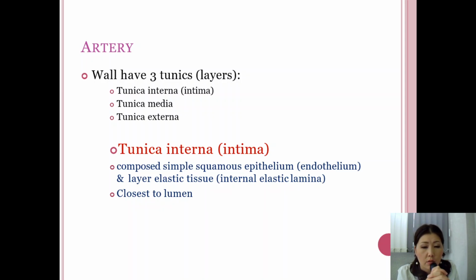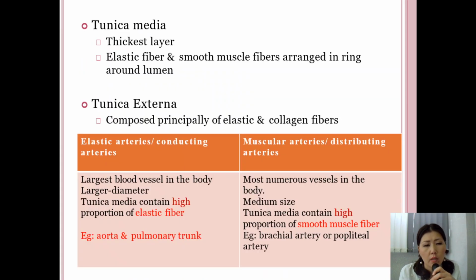Tunica interna or intima, composed of simple squamous epithelium, also called endothelium, and a layer of elastic tissue, internal elastic lamina, closest to lumen. Tunica media, thickest layer, composed of elastic fiber and smooth muscle fibers arranged in ring around lumen. And tunica externa, composed principally of elastic and collagen fibers.